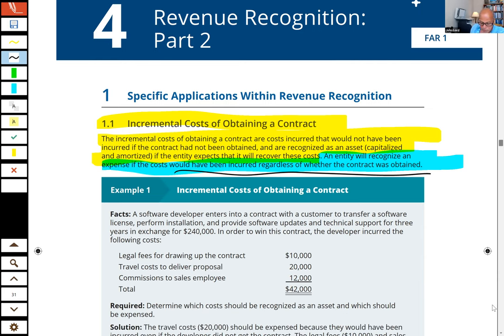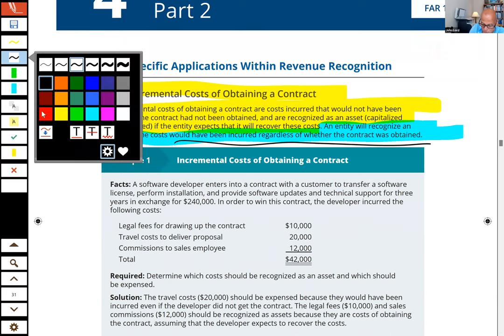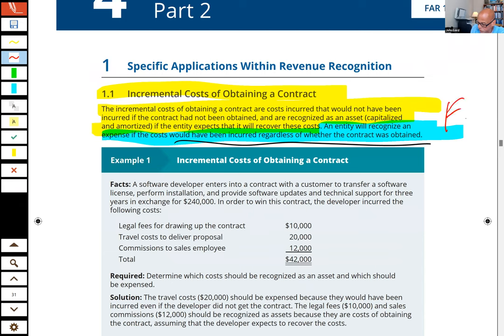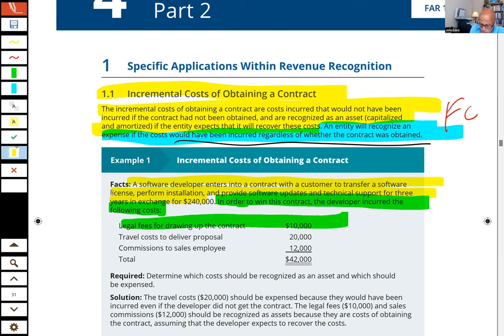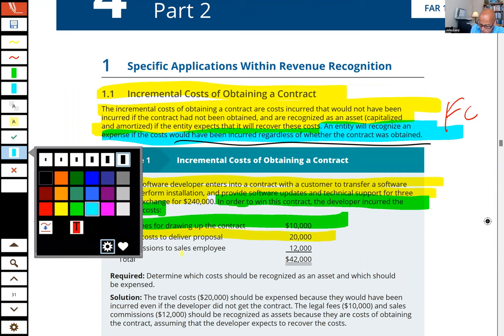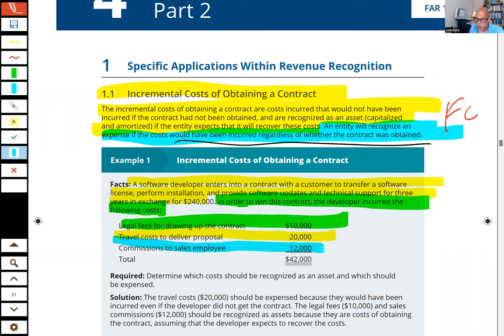Okay, so let's just look at this example, and I want you to go ahead and flashcard those rules. But let's take a look at this example. We have a software developer who enters into a contract with a customer to transfer a software license, perform installation, and provide software updates and tech support for 3 years in exchange for $240,000. Now, that's really not relevant to what we're trying to learn here. But then they say, in order to win the contract, the developer incurred the following costs: legal fees to draw up the contract, travel costs to deliver the proposal, and commission paid to the sales employee that is basically selling this contract to this customer.